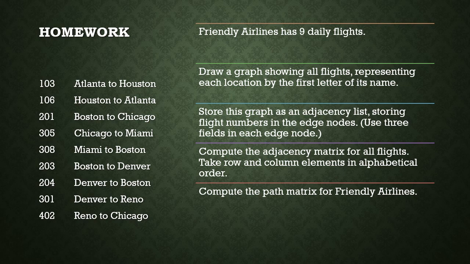Homework. Friendly Airlines has 9 daily flights shown here. Draw a graph showing all flights, representing each location by the first letter of its name. Store this graph as an adjacency list, storing flight numbers in the edge nodes. Use 3 fields in each edge node instead of 2. Compute the adjacency matrix for all flights. Take row and column elements in alphabetical order. And finally compute the path matrix for Friendly Airlines.